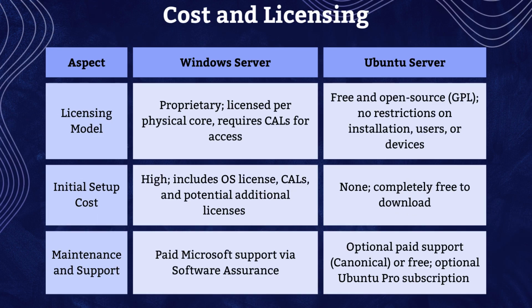Okay, next is cost and licensing. There are three aspects. First, licensing model. Windows Server is a proprietary product. Organizations must purchase licenses based on the number of physical cores, with a minimum requirement of 16 cores per server. On top of that, every user or device accessing the server legally requires a Client Access License, or CAL. This licensing requirement can become a significant cost factor, especially as your organization grows.